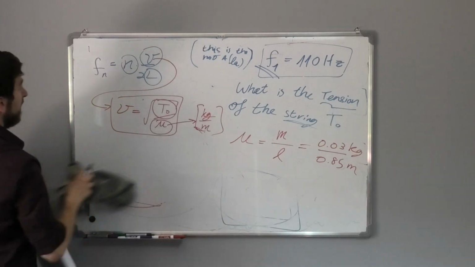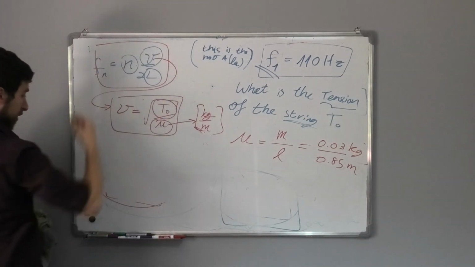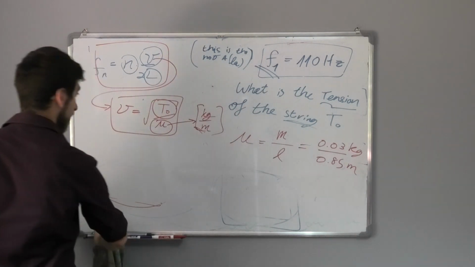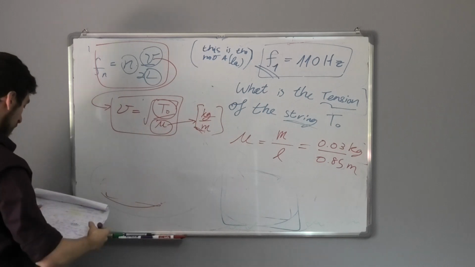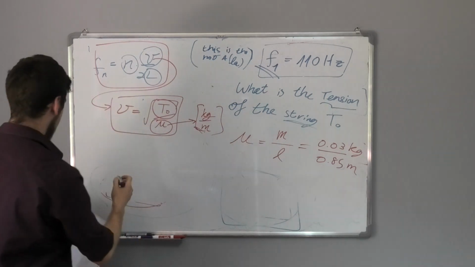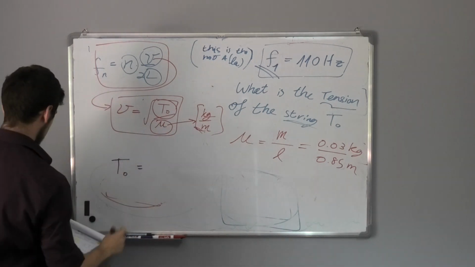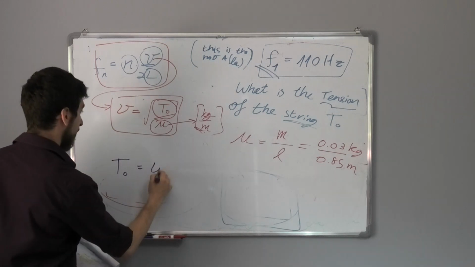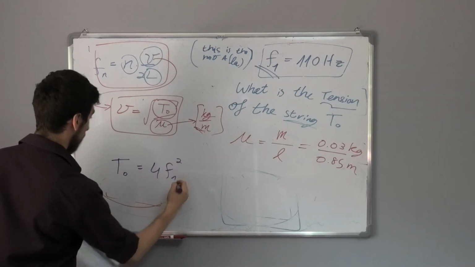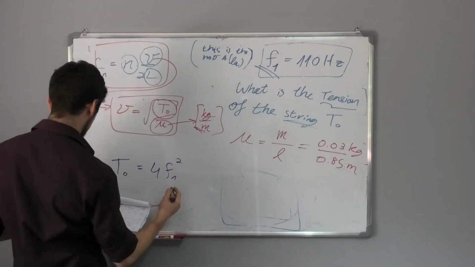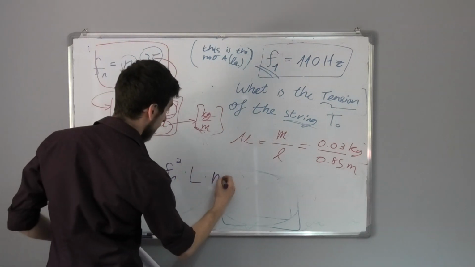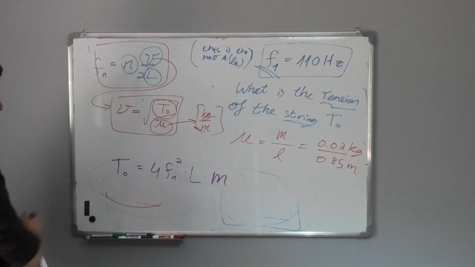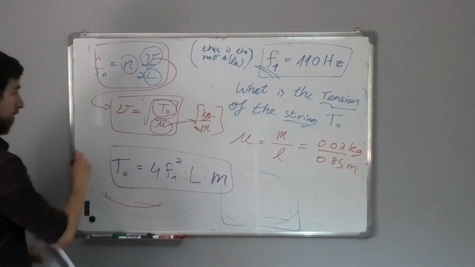I have everything that I needed for these terms. Actually, let's change the red, because the red is really strong on the eye. Alright, so I can rearrange the equation, right? And I'm going to get T naught equal to 4 times F1 squared, multiplied by L, multiplied by M. Okay, this is what I'm getting if I rearrange.